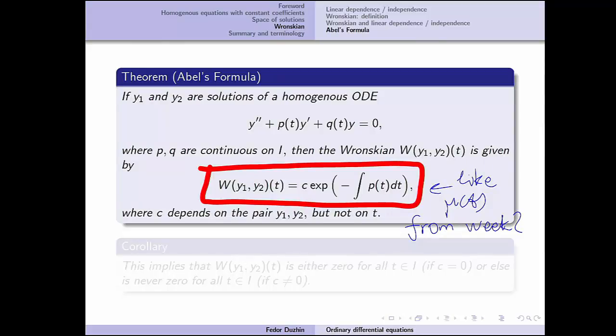The constant c depends on the pair, so it is possible that y1 and y2 are proportional to each other, so then of course the Wronskian should be 0, so then c should be 0. But c does not depend on t, right? So c is a constant.